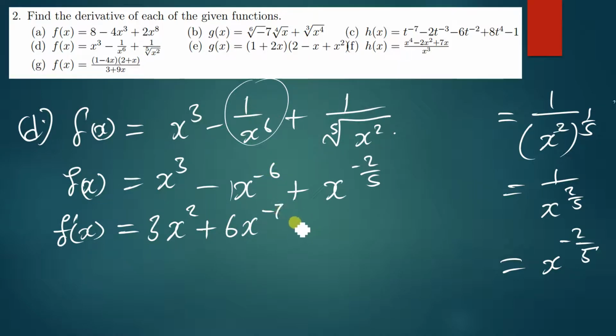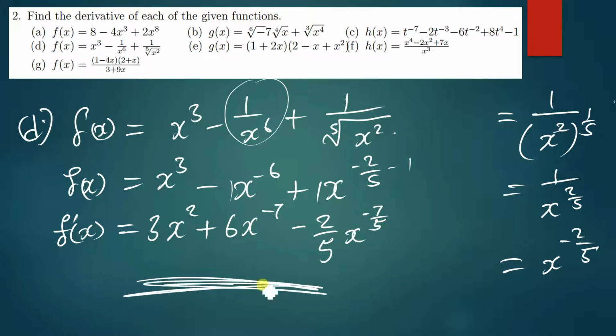Then we have this negative 2 over 5 times 1, we have negative 2 over 5 there. Then we say x, and then negative 2 over 5 minus 1, that will give us negative 7 over 5. So this is exactly what you're supposed to do to differentiate that question. Alright, so let's quickly move on to the next question.